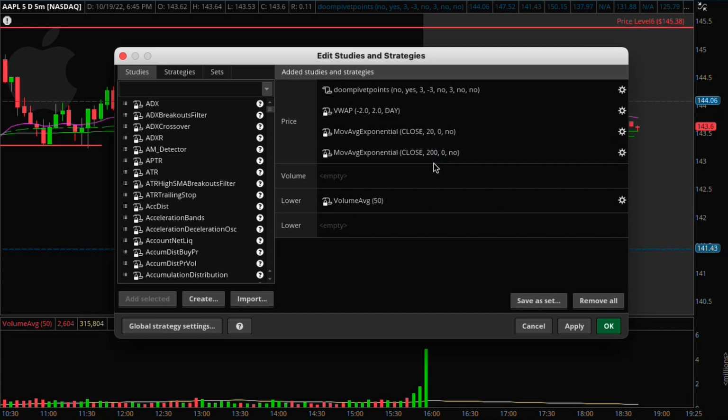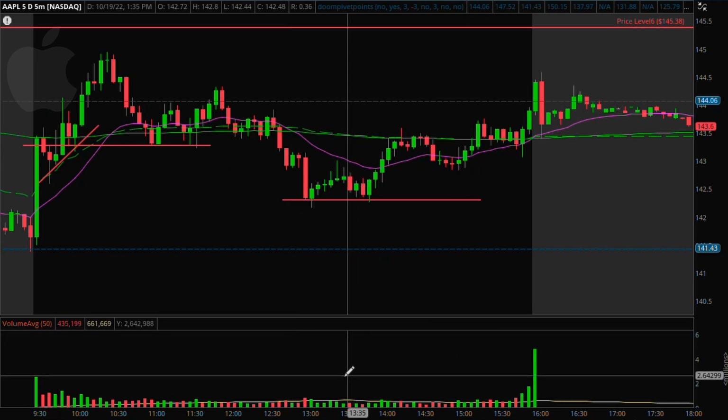I use two of them. That's going to be the 20 period exponential moving average and the 200 period exponential moving average. And last, I have the volume down here at the bottom, and the volume average 50. This yellow line just shows the average volume in the last 50 candles.